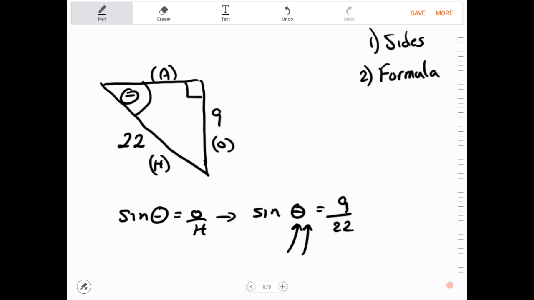If you're using the Google Calculator, you're going to hit the inverse button, then hit sine, then simply type in 9 divided by 22, close bracket. I got 24.15. There you go.